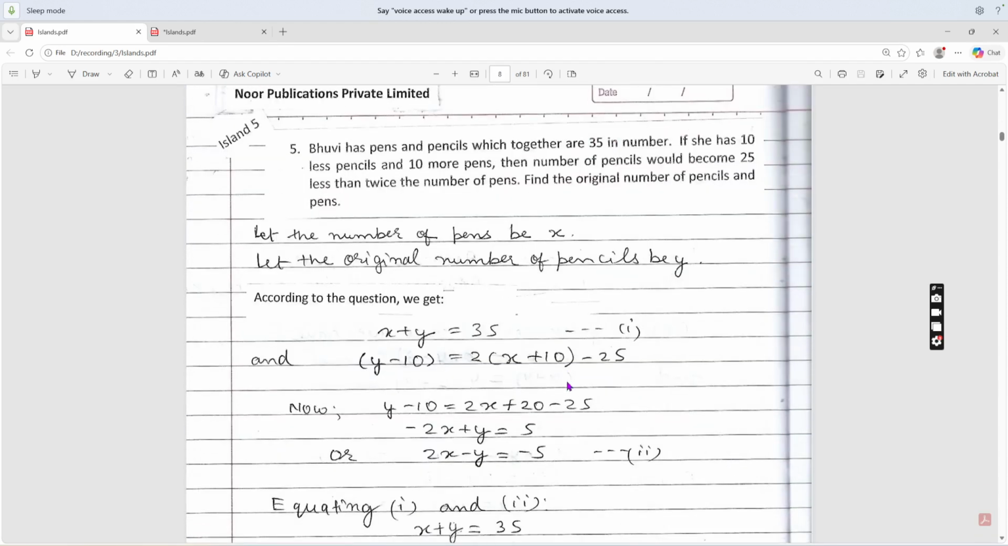Huvi has pens and pencils which together are 35 in number. Here also two variables are there. One is pen, one is pencil. Here we can see their number is given.